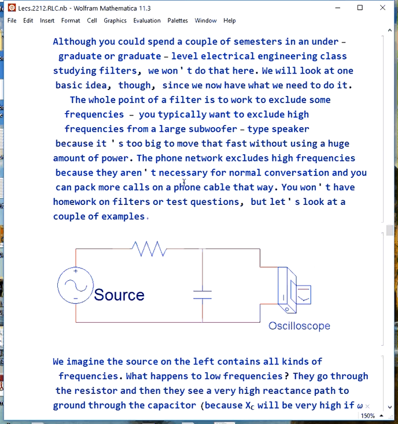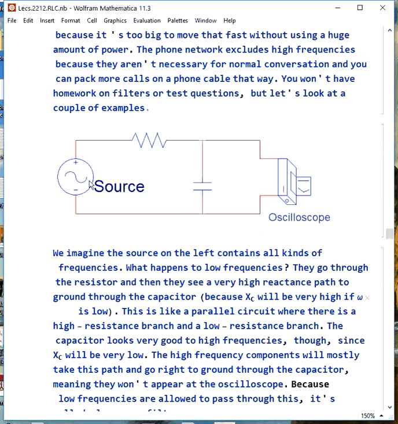We're not going to have any homework questions on this or any test questions, but it's just an interesting little side trip here. So let's say now this source represents a whole bunch of frequencies rather than just one.